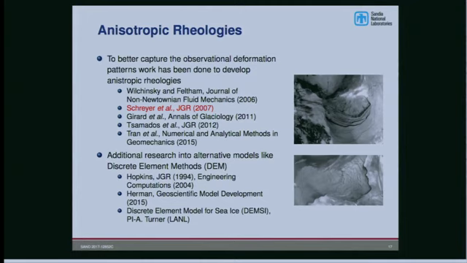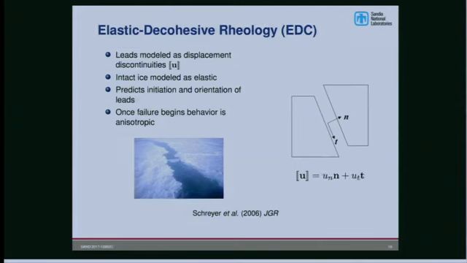But I'm just going to focus in my talk on one single anisotropic rheology, and it's due to Schreier. And that's the elastic-decohesive rheology. What we do with this is we assume that leads are displacement discontinuities. We model the intact ice as elastic, and we can predict initiation and the orientation of the leads. And then once failure begins, the model is anisotropic.